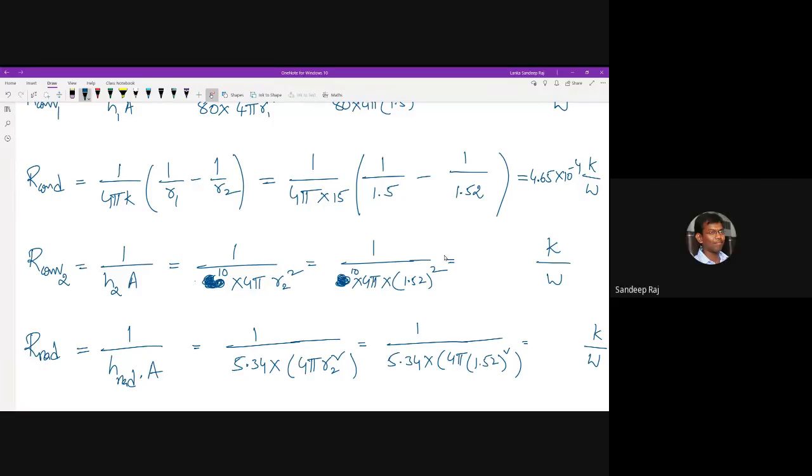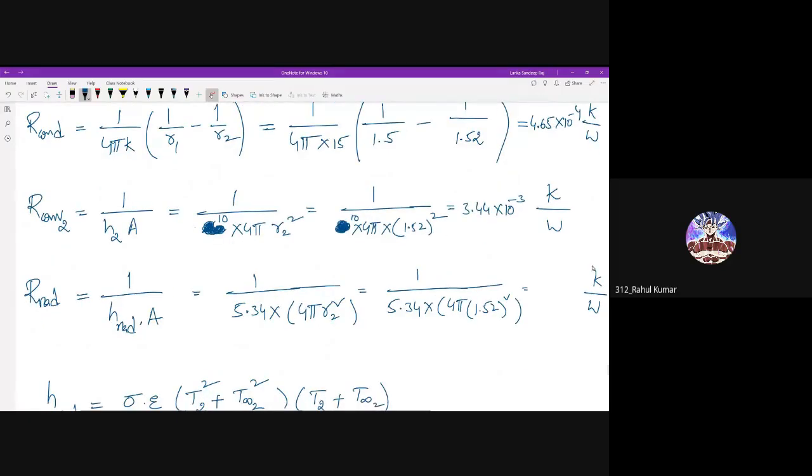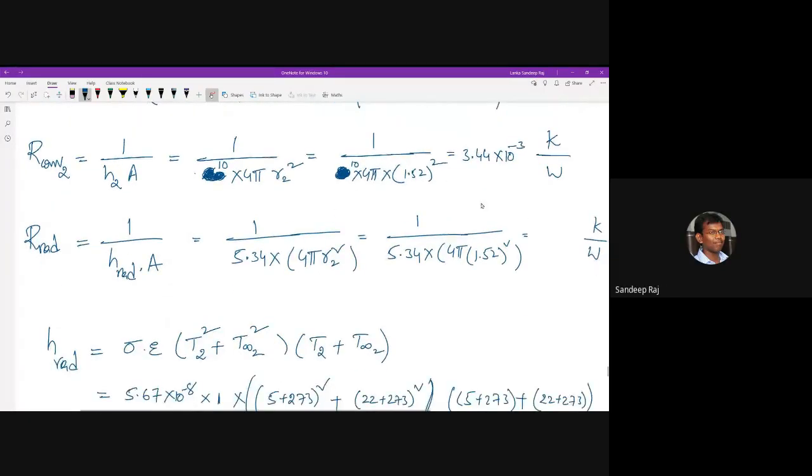R convection 2. No. Did you take 10 here? If you take 10, it is 3.44 into 10 to the power of minus 3. Correct. R radiation is 6.45 into 10 to the power of minus 3.